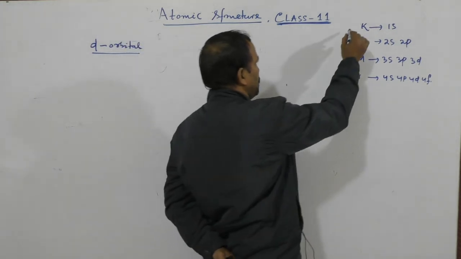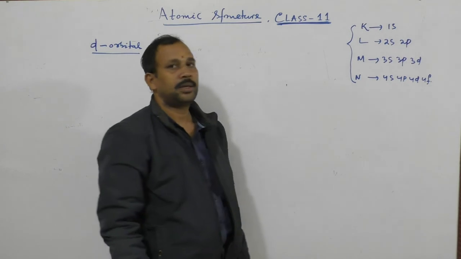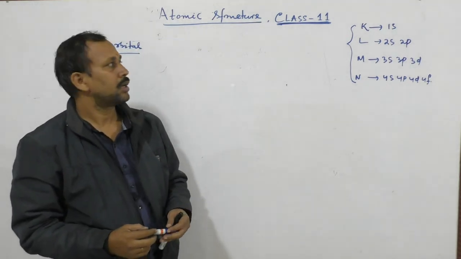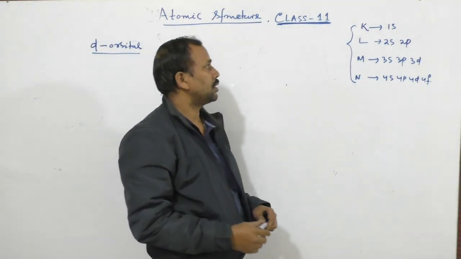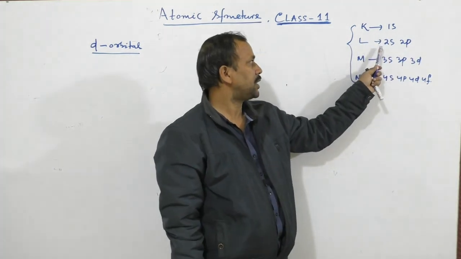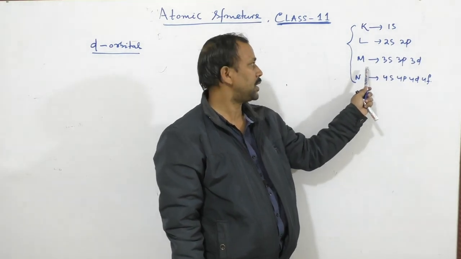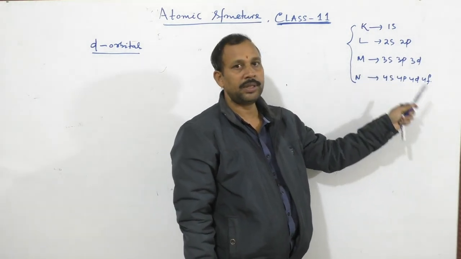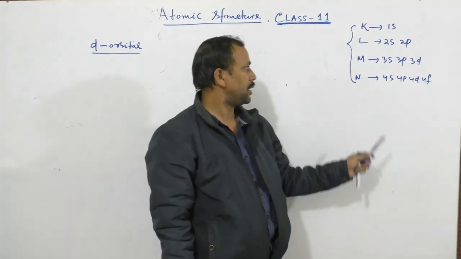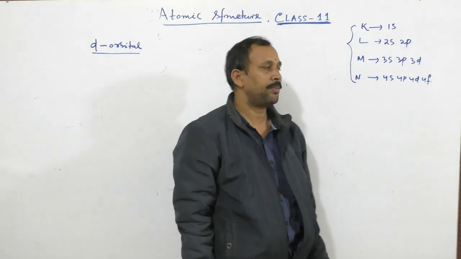We have seen in the previous class that the K cell can be represented in the form of 1s, the L cell is represented in the form of 2s 2p, the M cell as 3s 3p 3d, the N cell as 4s 4p 4d 4f.